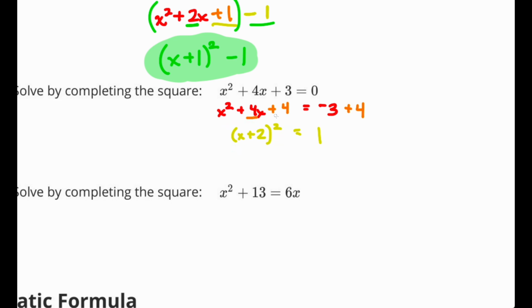And now we can solve this. The square is isolated, so I'm going to square root both sides, and you're going to end up with x plus 2 is equal to plus or minus the square root of 1. That's just plus or minus 1. We're going to subtract 2 on both sides, so then it's plus or minus 1 minus 2. From here, x is going to be equal to negative 1 or negative 3, and those are the 2 answers.